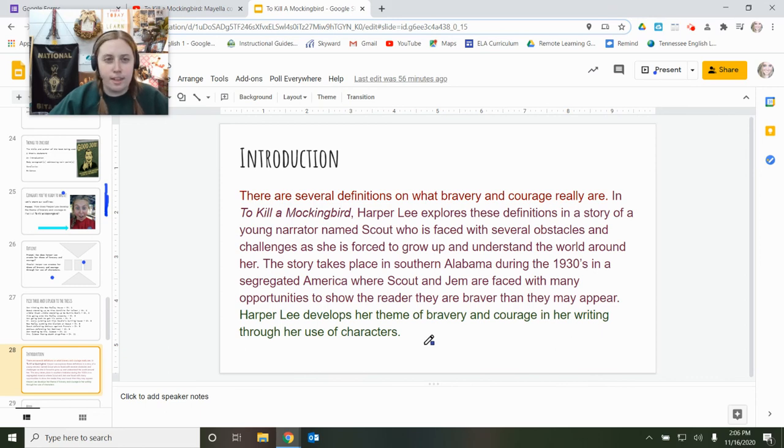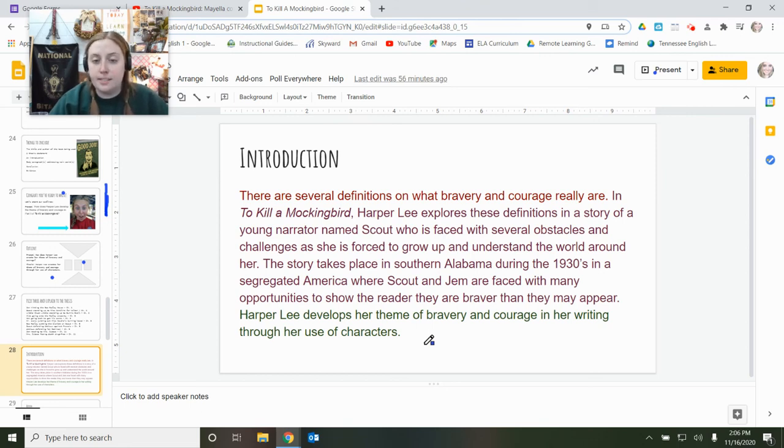So let's look at it all together and what it would kind of read like. So there are several definitions of what bravery and courage really are. In To Kill a Mockingbird, Harper Lee explores those definitions in a story of a young narrator named Scout, who is faced with several obstacles and challenges as she is forced to grow up and understand the world around her.